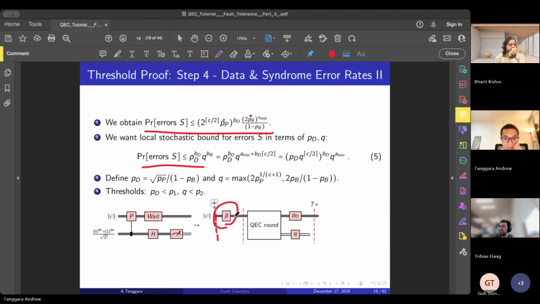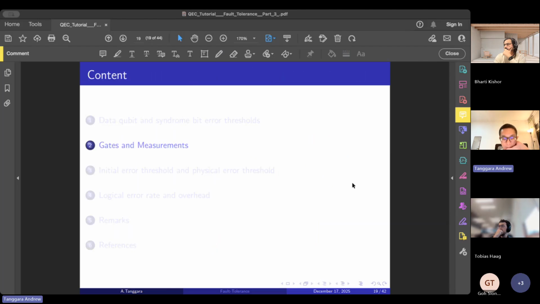Actually, I guess this dotted line should be there, because before this p tilde there could be some big gadget that implements some logical gate, and there could be error there. So we need to talk about how we implement those logical gates.